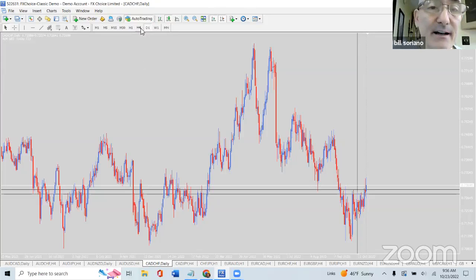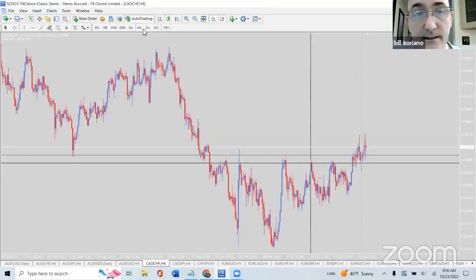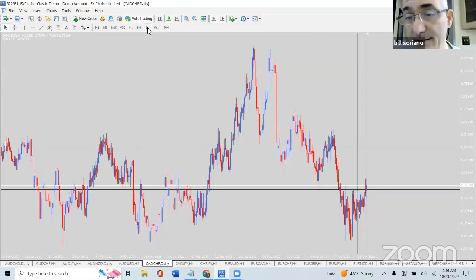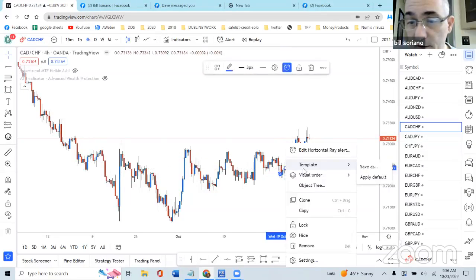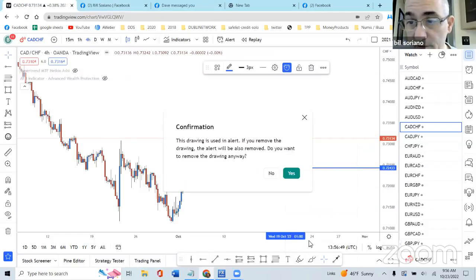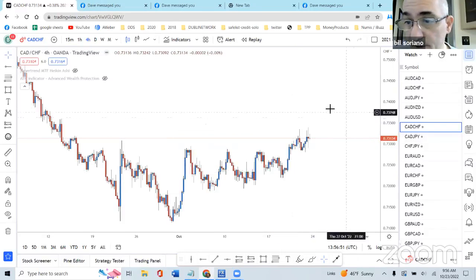So since the 4-hour is bullish, but the daily is bearish, we're not going to trade this pair. Okay, so we probably have this alert here set from last week. We're going to go in here and remove this alert because we don't want to trade that pair.